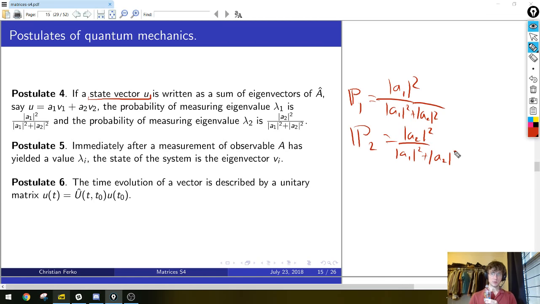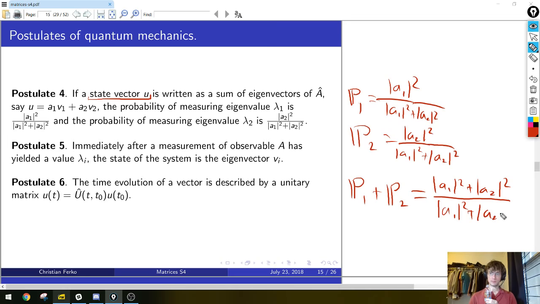Now when you measure this thing, you get some result, and there are only two possible results. So when you add up the probabilities of the two possible things you could get, you had better get 1, because something happens. So the reason we divide by this is so that when you add these two probabilities, combining the numerators since they have the same denominator, you get a1 squared plus a2 squared over a1 squared plus a2 squared, which is 1.